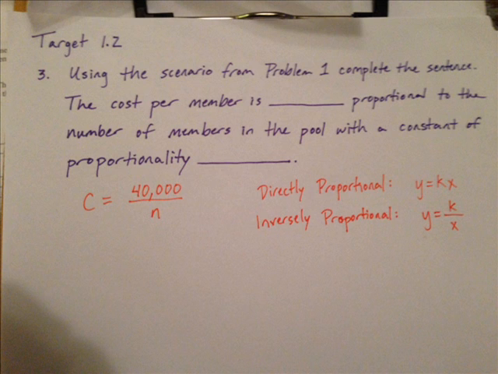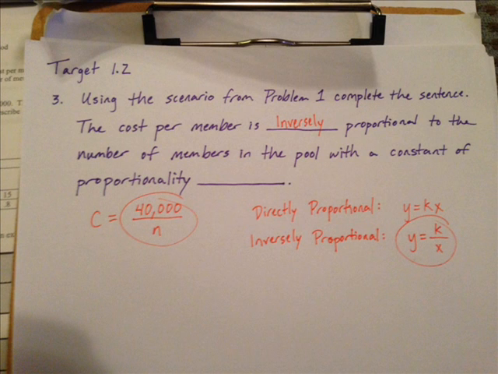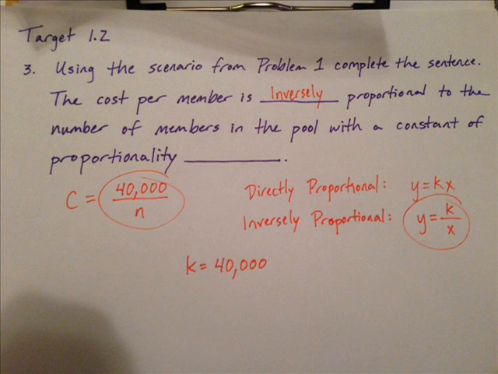In this problem, 40,000 would be like our k, C would be like the y, and N would be like the x. So we see that this is an example of a function that is inversely proportional. So the cost per member is inversely proportional to the number of members in the pool. Now we just need to figure out what the constant of proportionality is. To do that, all we do is look and figure out what the k value is, and we can simply see it's right there on top of the equation. It's the 40,000. So that means our constant of proportionality is 40,000.